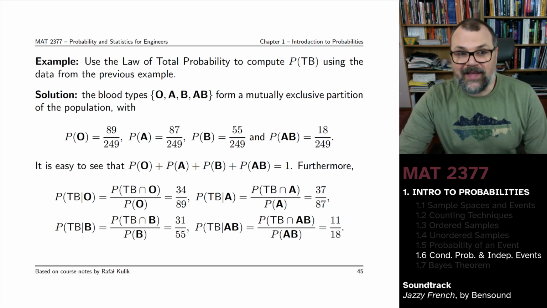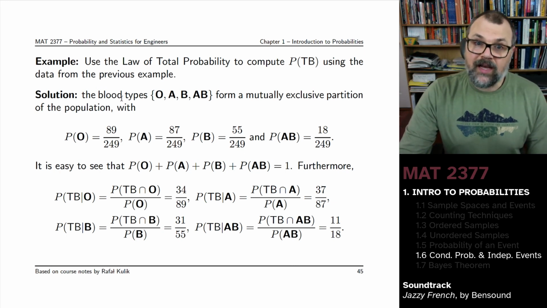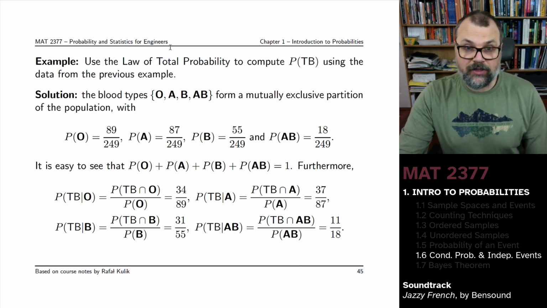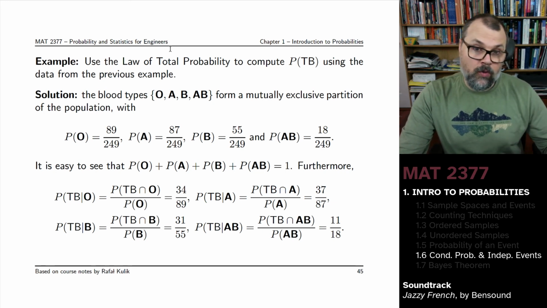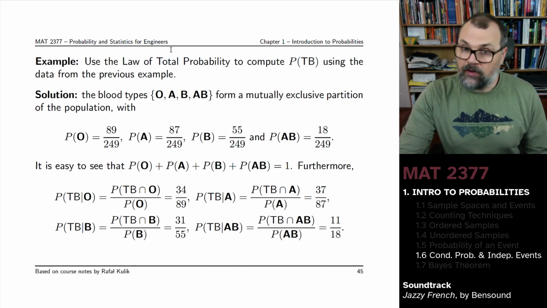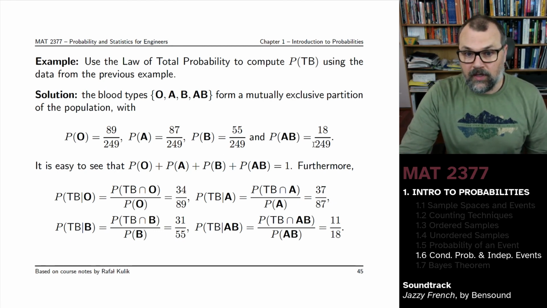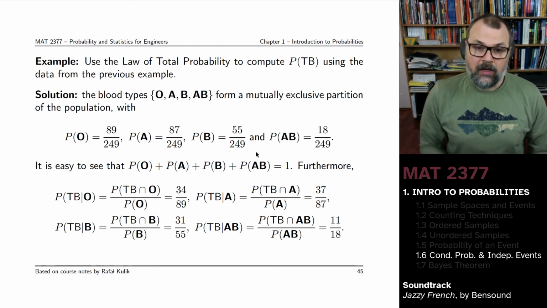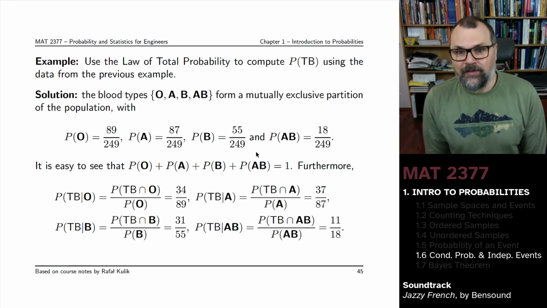Well, we'll see that we get the same result if we use a different formulation, in this case the law of total probability. The blood types actually give you a mutually exclusive partition of the population. If you look at all of your people, they either fall into the O blood type, A blood type, B blood type, or AB blood type. There's no fifth blood type out there, and every single person is in one of those. When you add them up, you actually get one. So that's the exhaustive part. The exclusive part is that you have one and only one blood type. You cannot have two blood types simultaneously.